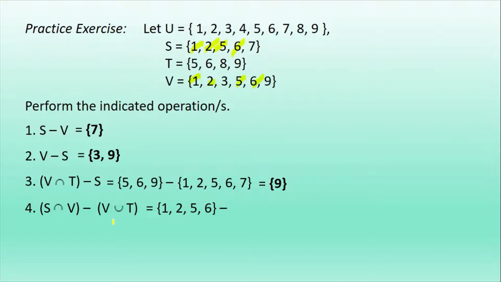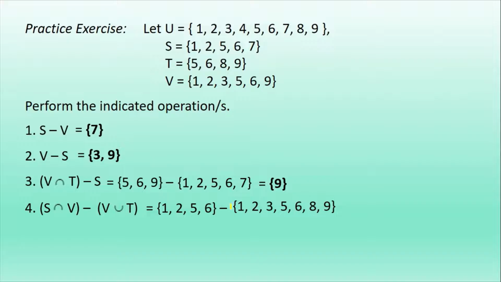Minus, okay, kunin natin yung union ng VT. So pag sinabi natin union, pagsasamahin lang natin. Right? Okay, so 1, 2, 3, 5, 6. Ayan, may 5, 6 naman tayo doon. 8 and then 9. So the union of VT, 1, 2, 3, 5, 6, 9.